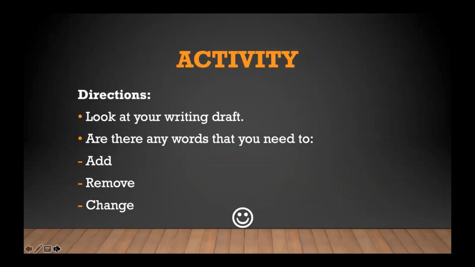Right, your activity. You're going to look at your writing draft. I want you to ask yourself, are there any words that you need to add, remove, or change? Remember, all sentences start with a capital letter, so make sure your sentences start with a capital letter. Make sure that you have your periods and make sure that you have corrected all of your spelling mistakes.